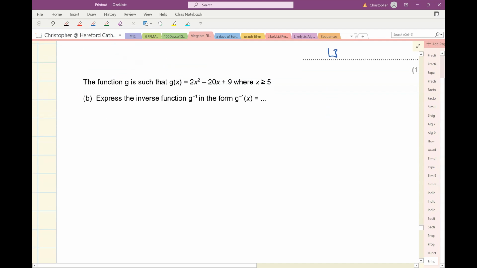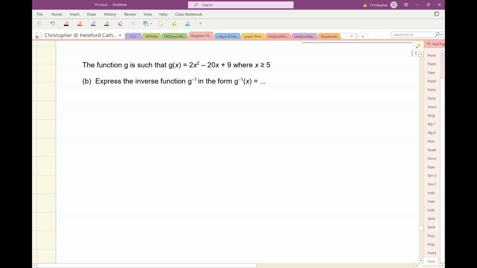Right, part B. I'm given the function g(x). Look, there's a restriction there on the domain of g. And I'm asked to find the inverse function. So I'm going to start by copying down the function here. Okay, now find the inverse function. So I'm going to write y equals this. And now I'm going to make x the subject.